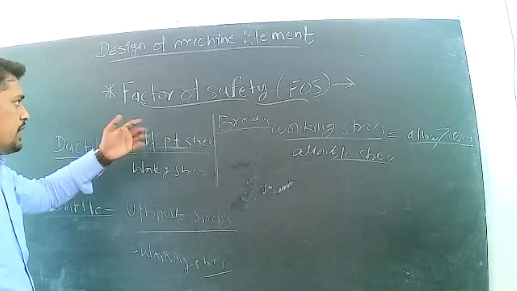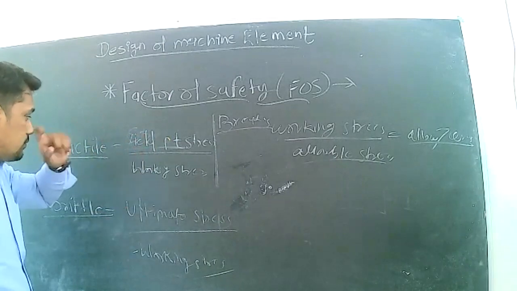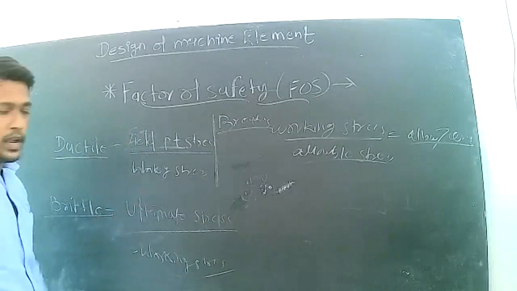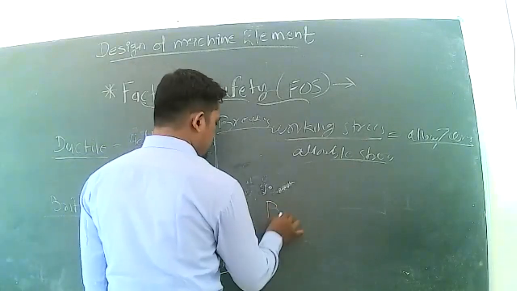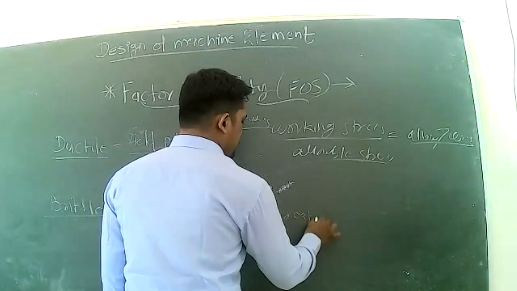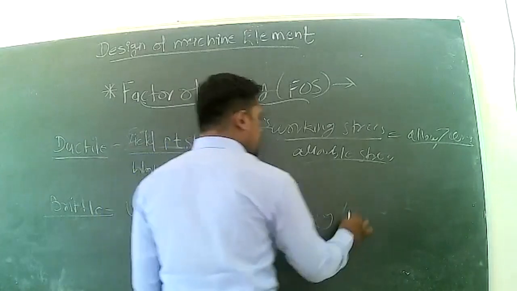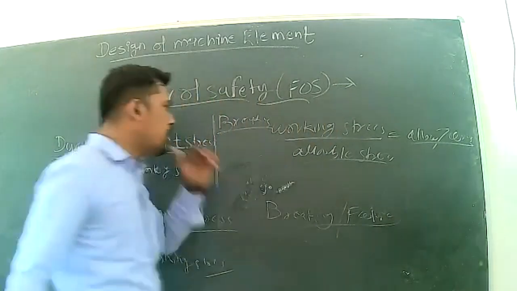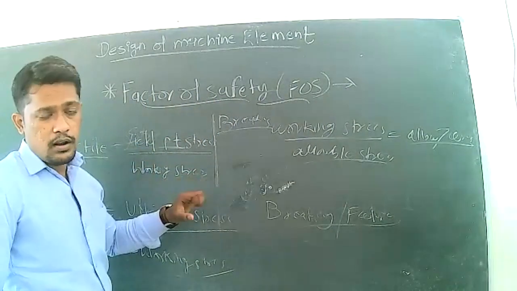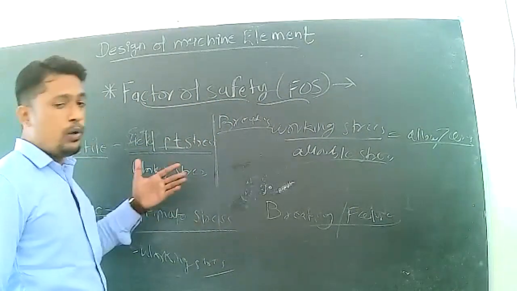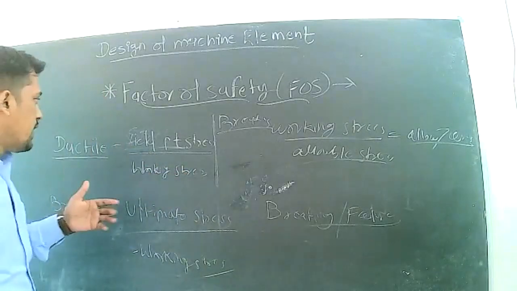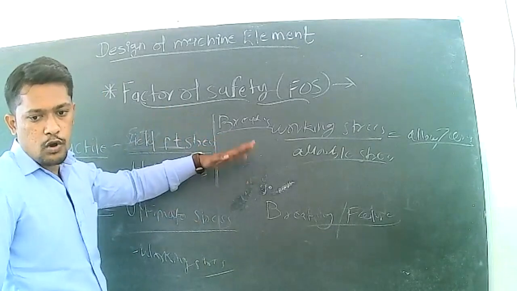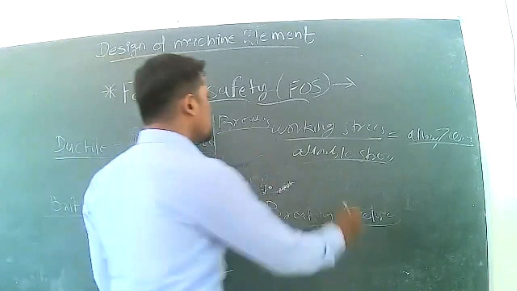Factor of safety is basically used for designing of the material, to ensure their breaking or failure point. That means we have to define a specific value above which we can't apply the stress. It's called the factor of safety. It's basically maximum stress divided by working stress.